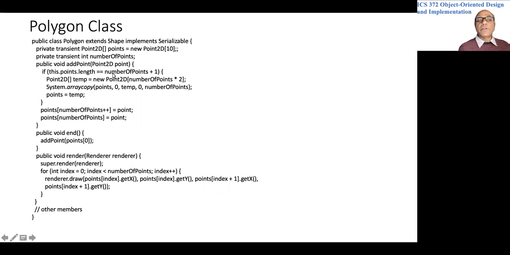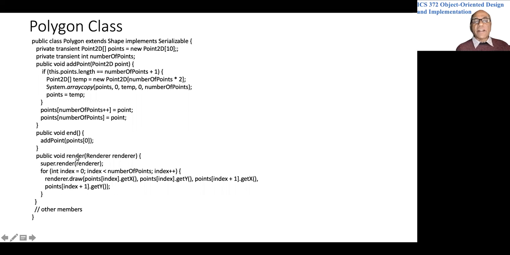When we add a point, we store that, and we store it again as the next point. The reason being, we will then be able to draw the first pixel correctly. And if there is no more space, we allocate a new array that has twice the capacity and copy the array from points to temp. When we end the polygon, we put the first vertex at the very end.